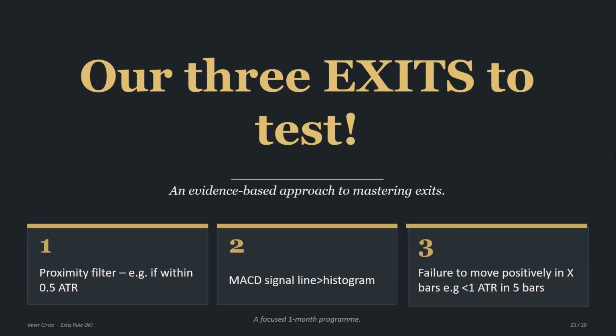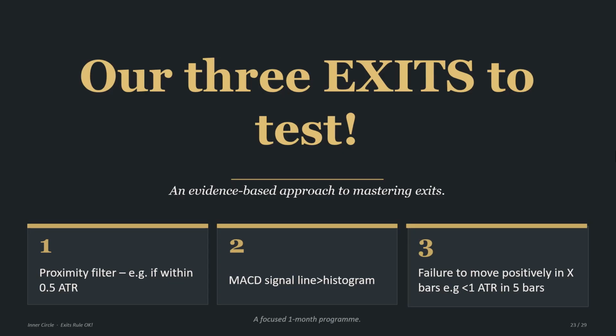Now, just to reinforce our three exits to test, possibly a proximity filter. So if you're a long trade, it's approaching a resistance. If that's within half an ATR, maybe that's something that is worth using as an exit. A MACD signal line over the histogram if you're long, under the histogram if you're short, and then a failure to sort of move from its current place. So a failure to move positively in X bars. So for example, less than a 180R move in 5 bars. So those are the three exits that we're going to test.